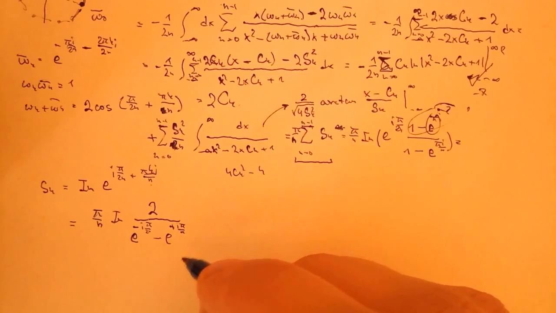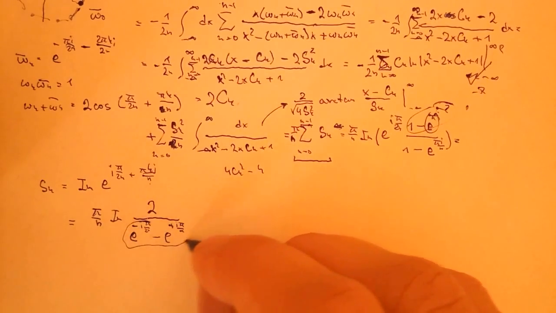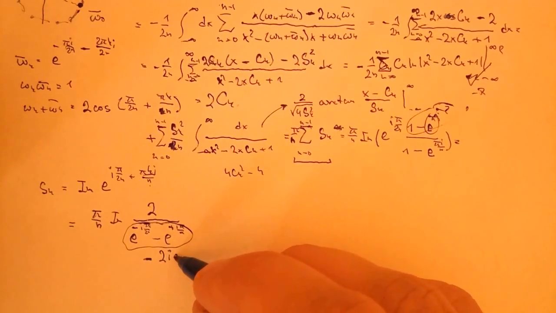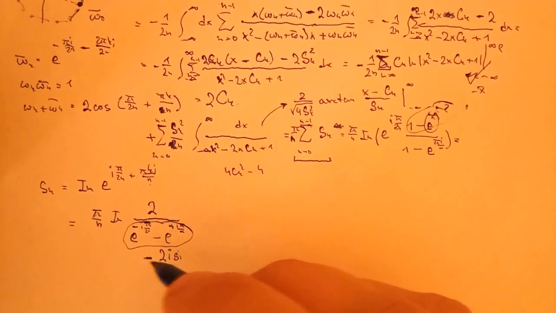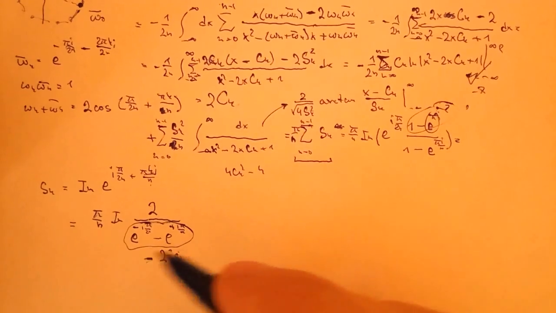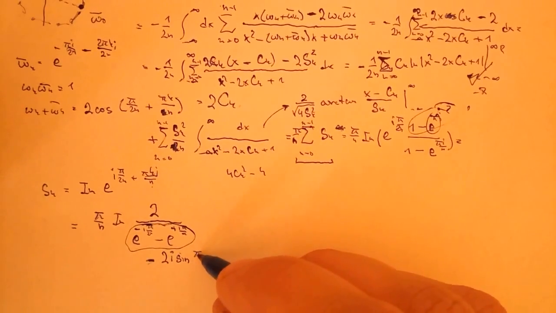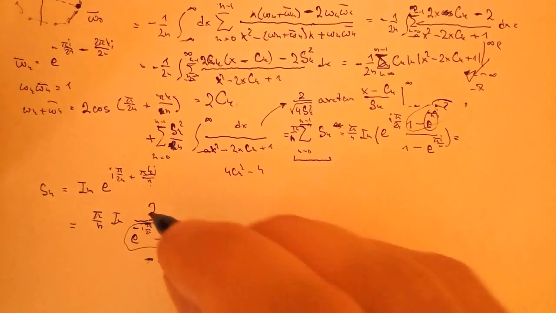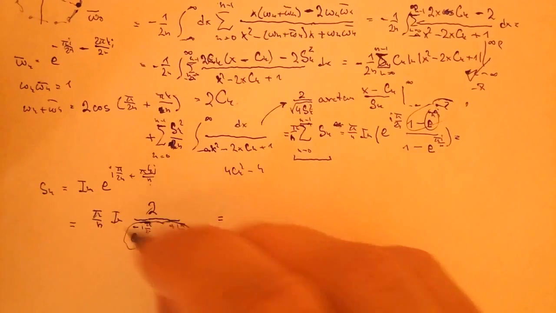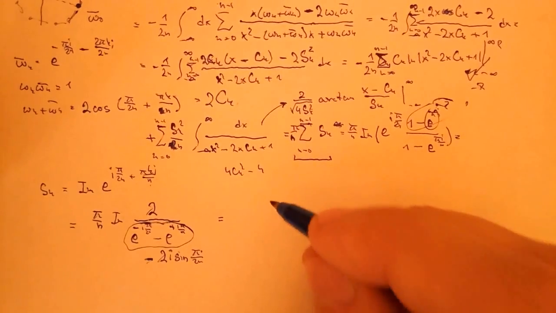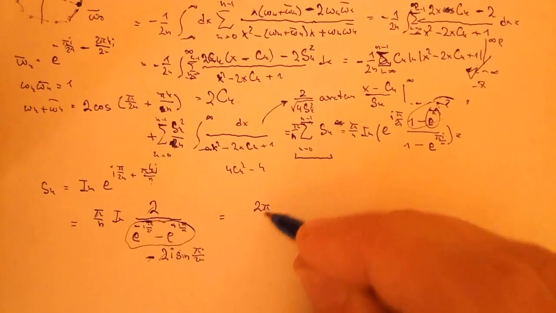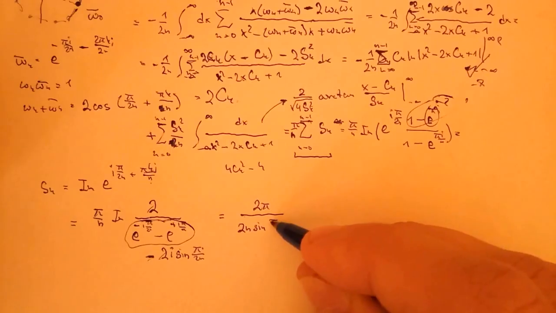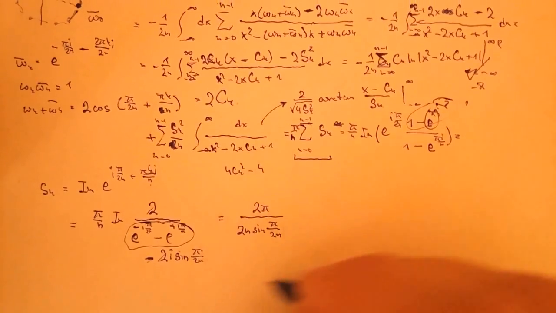And this, if you multiply, what is this? This is minus 2 times i times sine, yes? This should be minus sine of pi over 2n. So the 2's will cancel out, and the final result, if you take the imaginary part, is 2 pi over 2n times sine of pi over 2n, yes. And this is the final result.